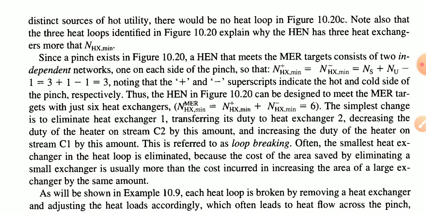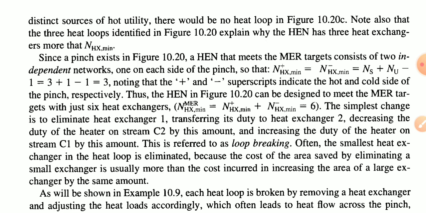Note that the positive and negative subscripts indicate the hot and cold side respectively. For the heat exchanger network in this figure, discussion is already there, and in bracket 1, the maximum energy requirement for NHX minimum is equal to NHX minimum plus NHX minimum negative part, which is equal to 6.